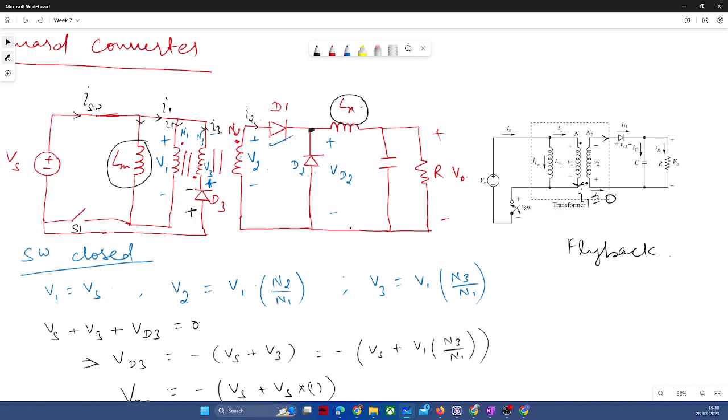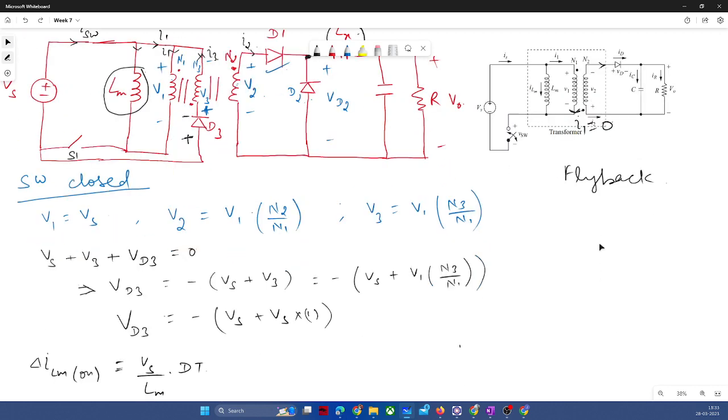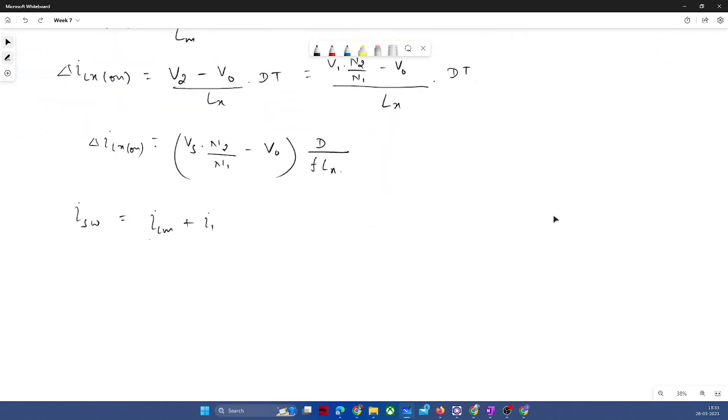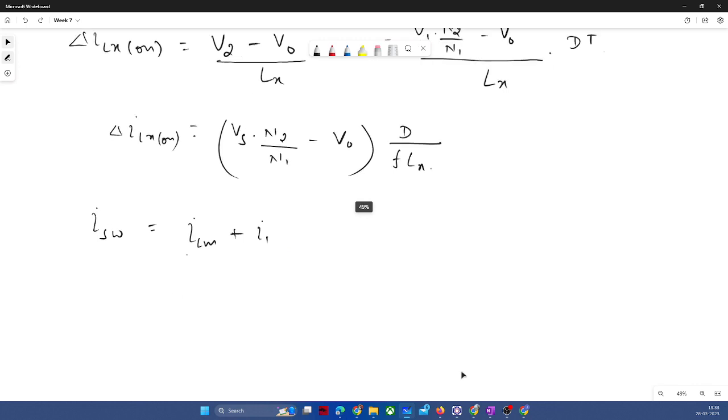Yeah, you are right. So then if D3, then the LM, suppose we have V3, then V3 has to supply Vs plus VD3. Okay, so I think you are thinking far now. Let me finish the off period, then we will discuss this. Okay.